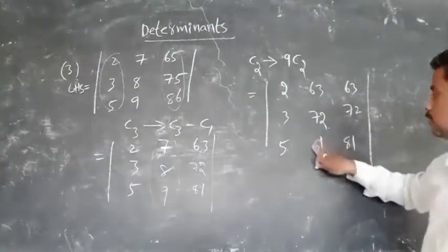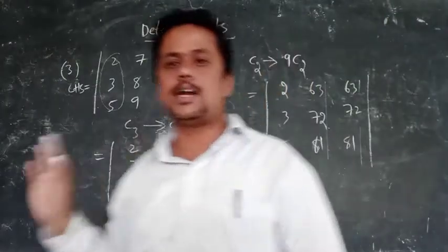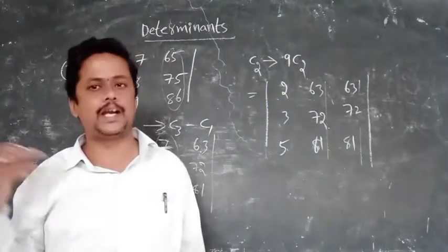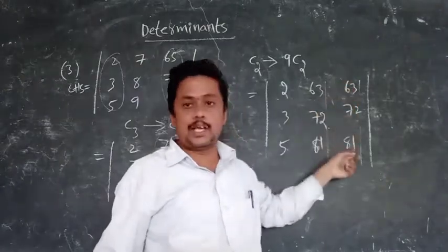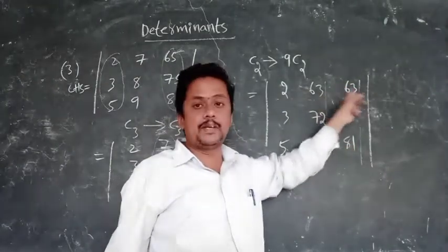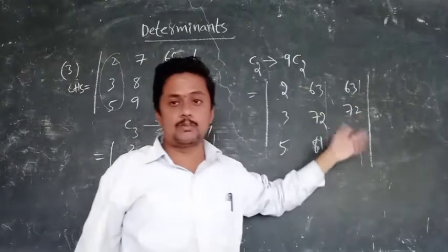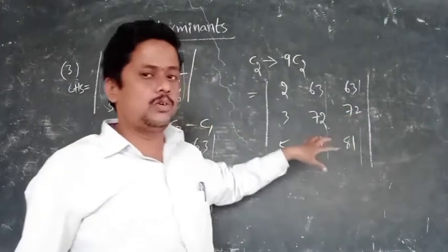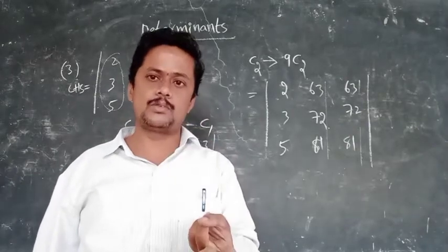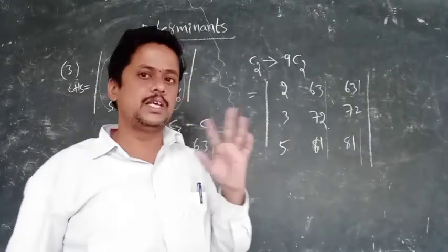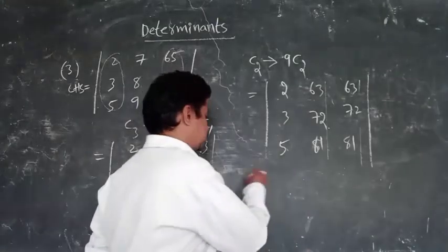If you observe this, column 2 and column 3 are the same. The corresponding elements are the same: 63, 72, 81 in both. Therefore, this determinant value is 0. The property is that if any two rows or any two columns are identical, then the determinant value is 0. I already told this in the first problem. So therefore, it is 0 by that property.